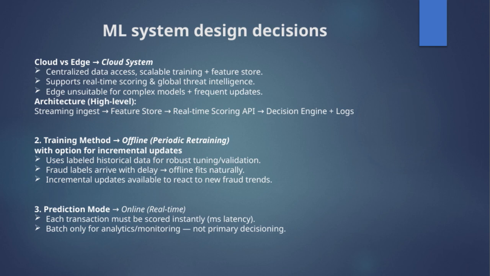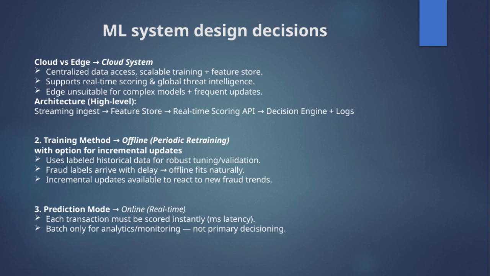Looking at the architecture at a high level, data flows through a streaming ingest process into the feature store. From there, the real-time scoring API kicks in to provide instant predictions, which then feed into the decision engine and logs for monitoring and further analysis.